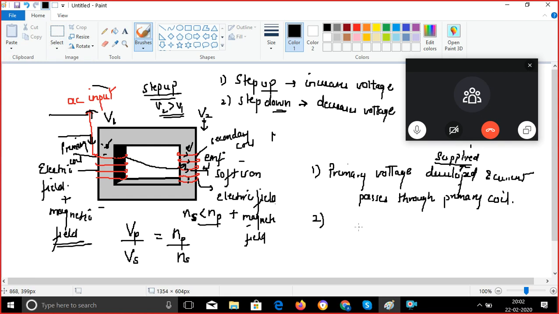Then the primary coil current, that is the current flowing through this primary coil, produces a magnetic field. It already has an electric field, but this produces a magnetic field. So in the primary coil, because of current, a magnetic field is produced.